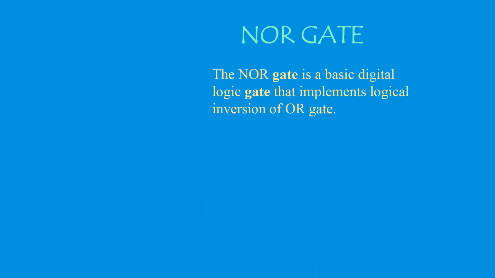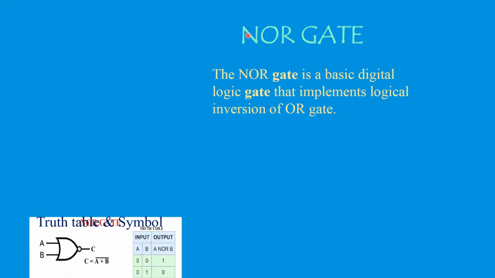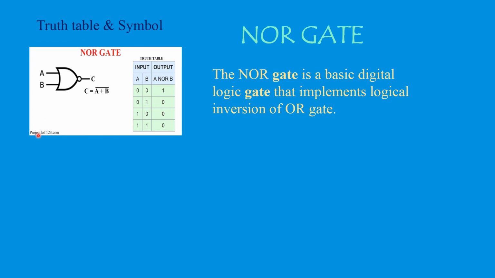NOR gate. So what is your NOR gate? As the name speaks, it's a combination of both your OR gate and your NOT gate. It is also evident from the symbol and the truth table. Look at that symbol. You will have your OR gate in conjunction with your NOT gate. NOT gate could be symbolized with your bubble, right? So on the whole, this is the symbol of your NOR gate.